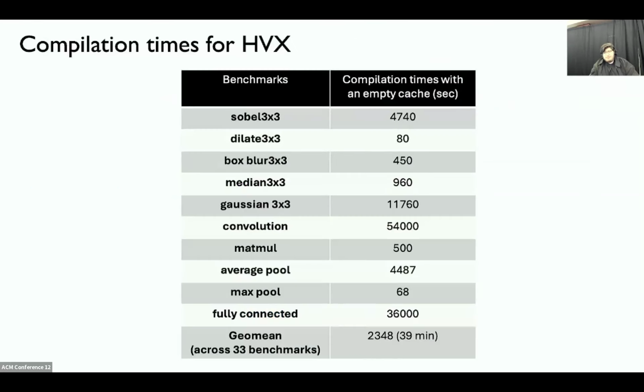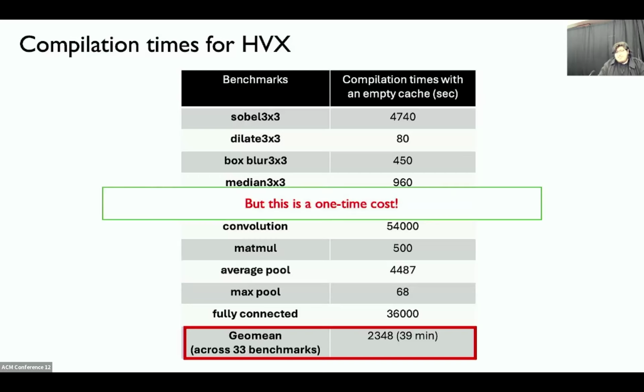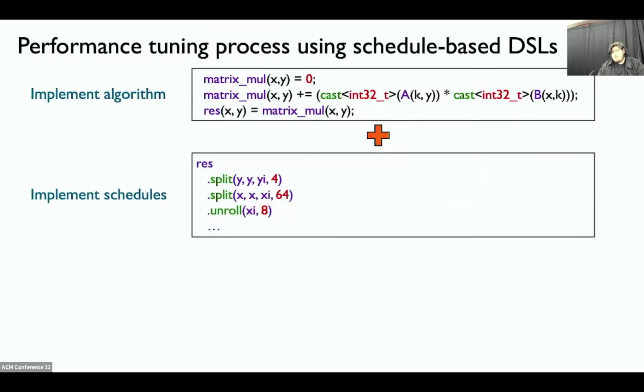Now, these are the compilation times on HVX. We took benchmarks especially hand optimized for HVX. The geometric mean of compilation times across the 33 benchmarks that we evaluated is about 39 minutes just for synthesizing code through Hydride. And it's quite a lot. This is not unusual. Program synthesis does take a lot of time, but this is just a one-time cost.